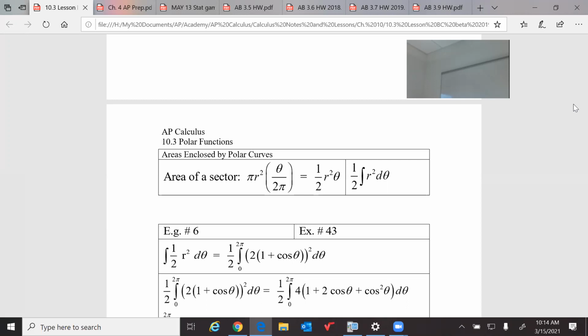All right. So that's all for 10.3 beta. That's all for chapter 10.